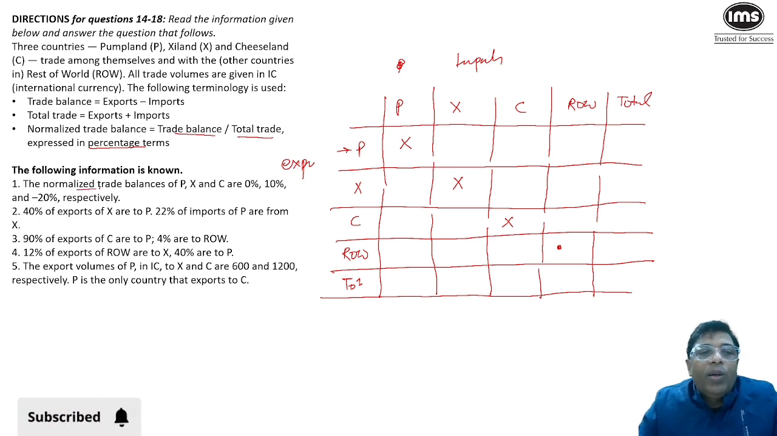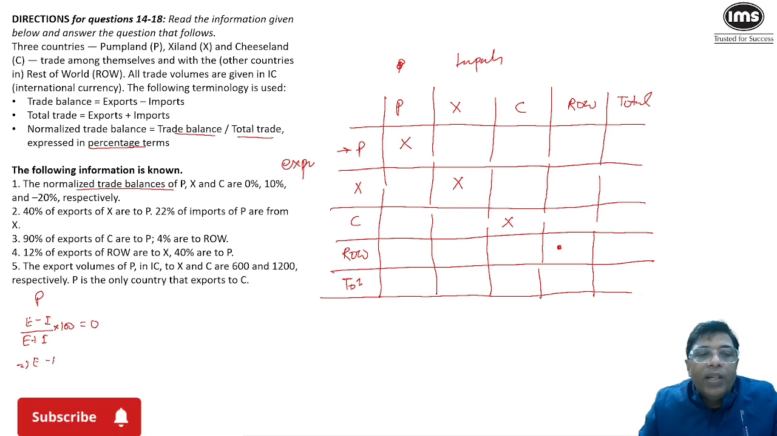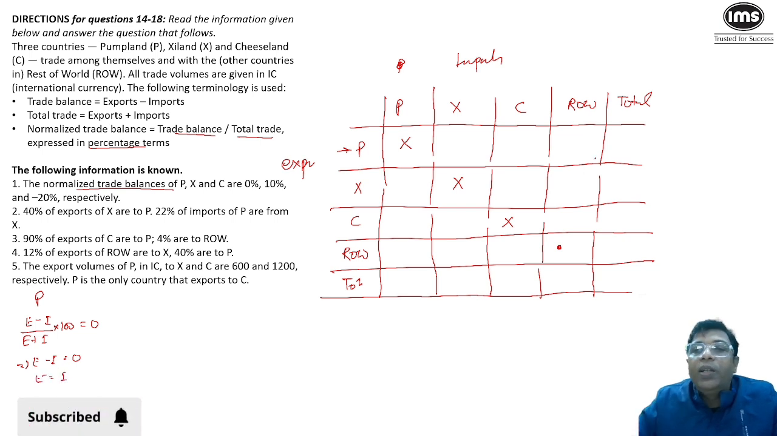Now let's try to understand this normalized trade balance. So for P, the trade balance is 0%, which clearly means export has to be equal to import. But let's try to see that. So trade balance means export minus import divided by total into 100 is 0. So if you simplify E minus I, if you cross multiply by 0, you get 0. So obviously E is equal to I. So for country P, this total export has to be equal to total import.